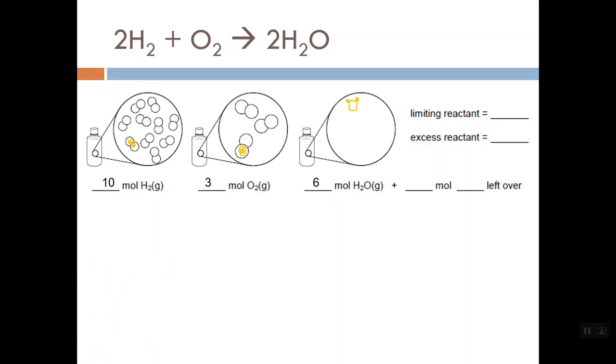So what is left over? And how many moles are left over? Right, you have hydrogen left over, and you should have had 4 moles of hydrogen left over. So in this case, what is our limiting reactant? What was used up first? The oxygen. And then what we had left over, what we had extra of, what was in excess is hydrogen, H2.